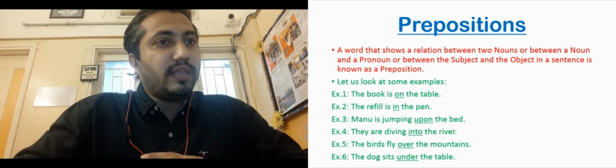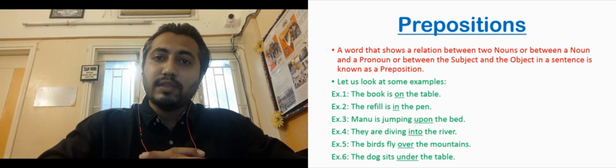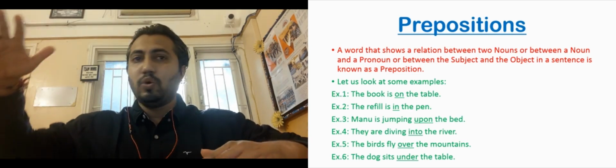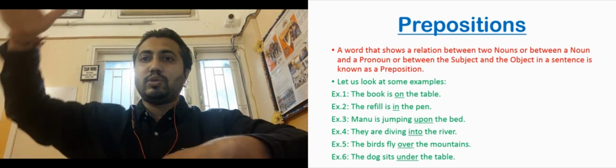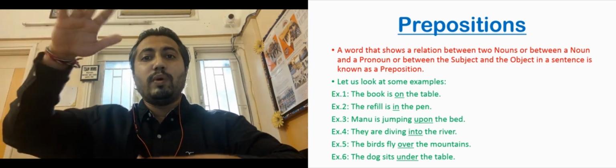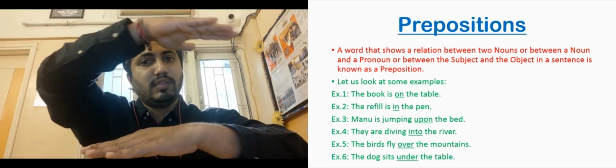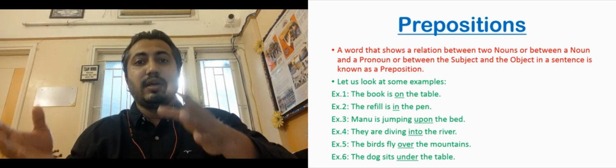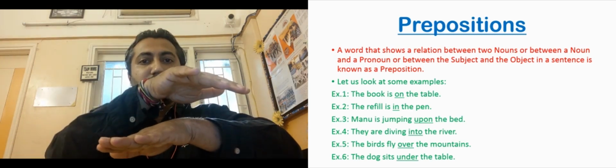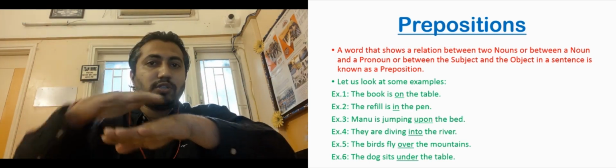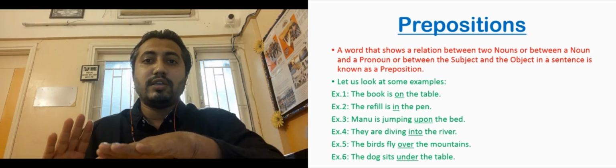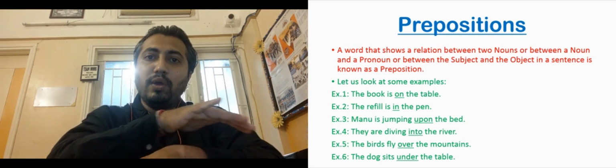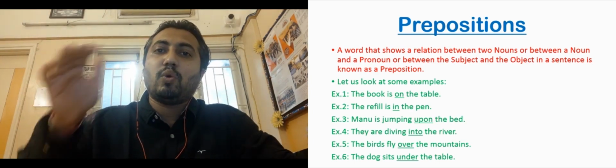Then let us go to the next example: the birds fly over the mountains. Whenever something is going over without touching, we will say over. The birds are flying over the mountains, not touching the mountains, going over. For example, there is a wall and a dog is jumping over the wall. We will say the dog is jumping over the wall. So if something is going above without touching, we use the preposition over.